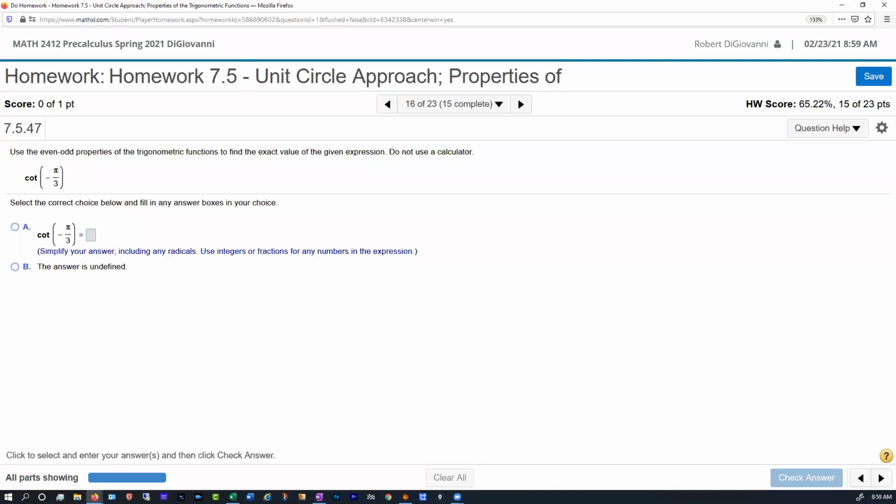Okay, here we have cotangent of negative pi over 3. Use the even and odd identities. And so cotangent is just the reciprocal of tangent. So since tangent is odd, we have that this will be odd. So cotangent of negative pi over 3 should be equal to the negative of cotangent of pi over 3. So let's go to pi over 3, 60 degrees. And then here the coordinates are 1/2, root 3 over 2.